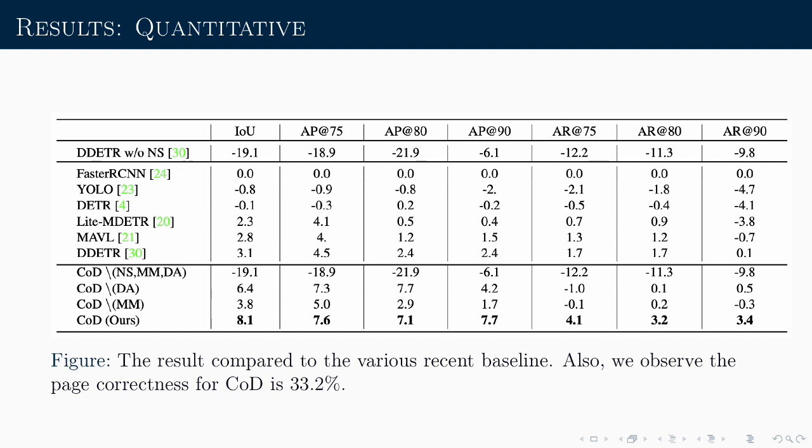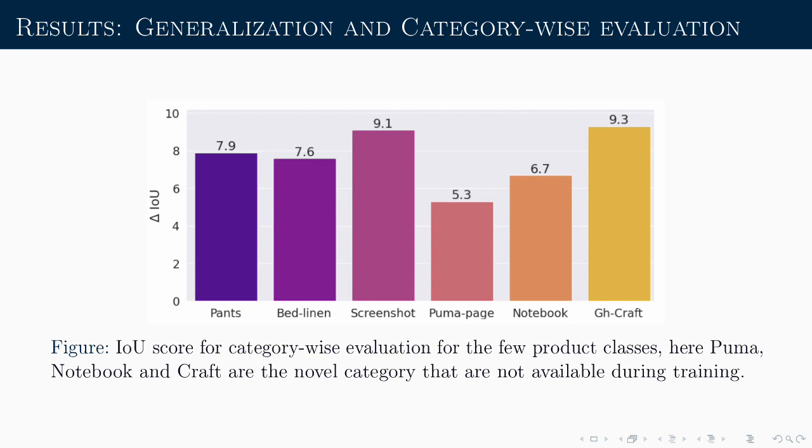Here we are presenting the generalization capabilities of our model. The left three categories are present in the training set, and the right three categories are novel, which are not presented at all in the training set. So as you can see, the right three categories are also able to perform on par with the categories which were seen during training.